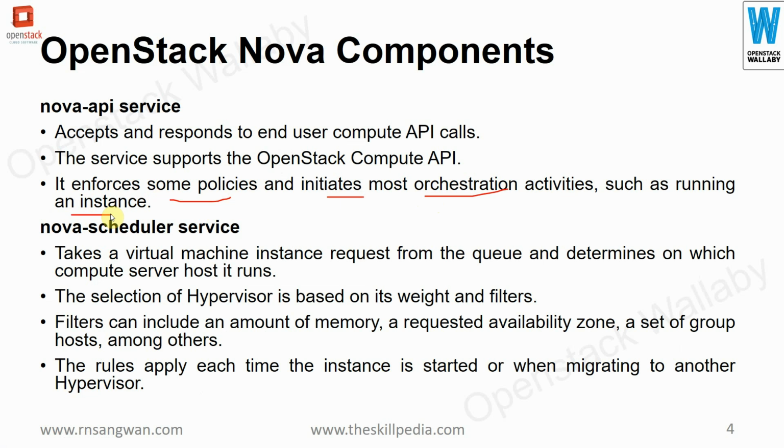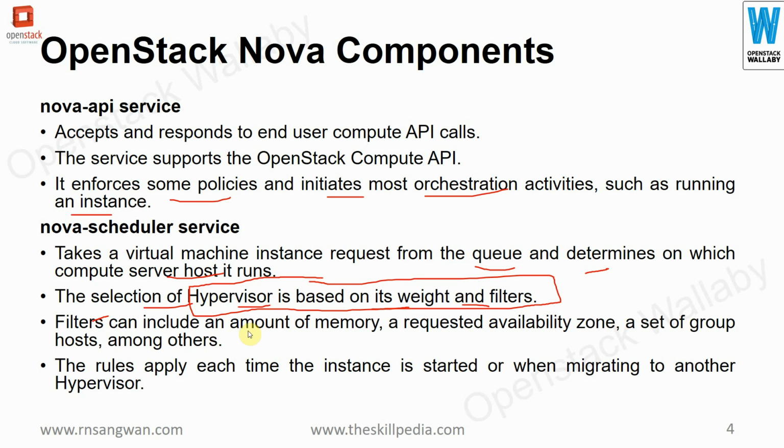Nova scheduler service. It takes a virtual machine instance request from the queue and determines on which compute host it runs. The selection of the hypervisor is based on its weight and filters. Which essentially means that when you are configuring multiple compute hosts, the way we discussed image storage also, where you can have multiple storage backends and give weights to each backend, similarly here we can have multiple hypervisors and compute hosts, and which will be selected depends on the weight and the filters you specify.